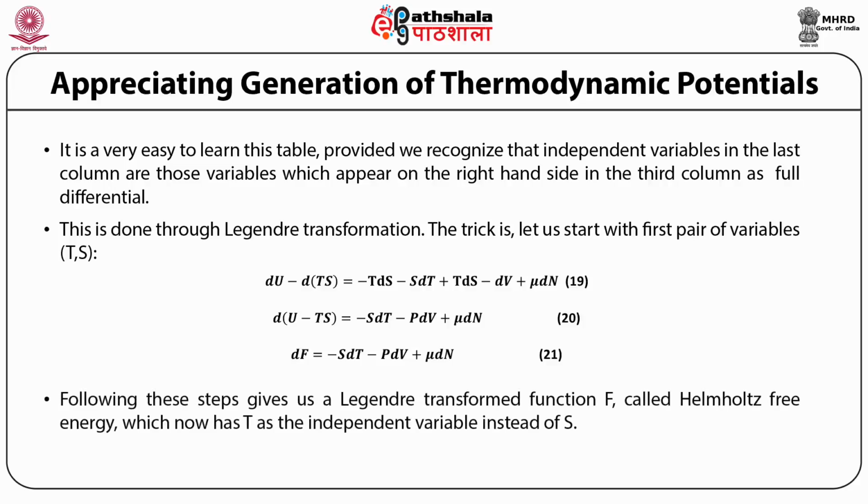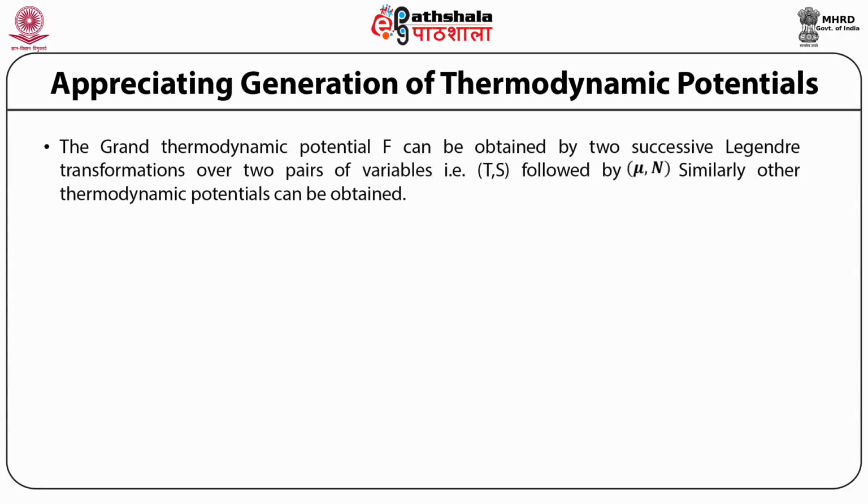Following these steps gives us a Legendre transformed function F called Helmholtz free energy, which now has T as the independent variable instead of S. The grand thermodynamic potential phi can be obtained by 2 successive Legendre transformations over 2 pairs of variables, TS followed by mu N. Similarly, other thermodynamic potentials can be obtained.